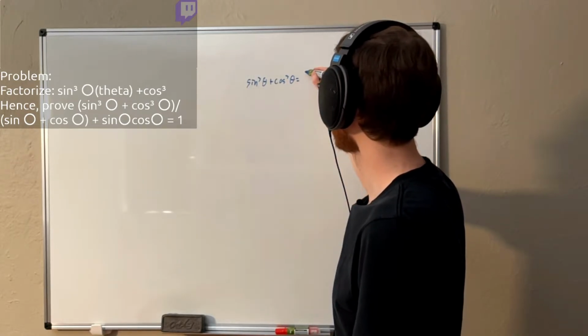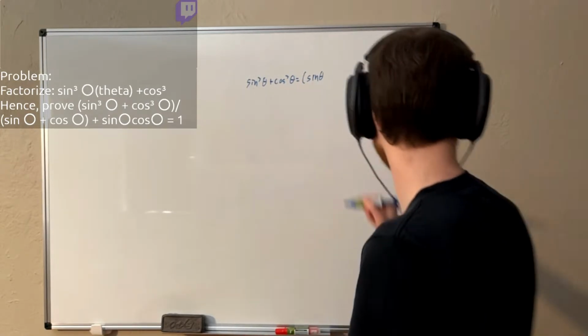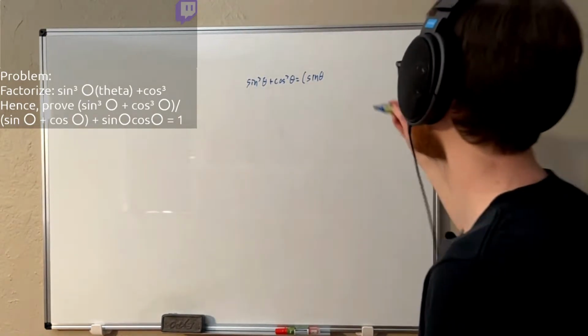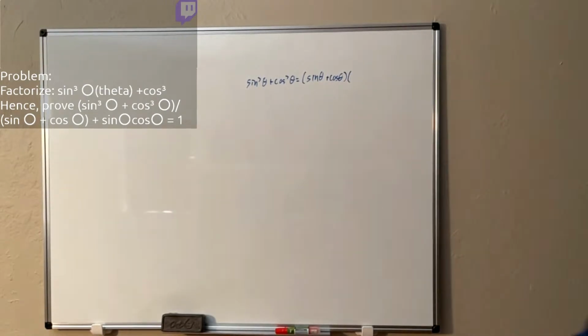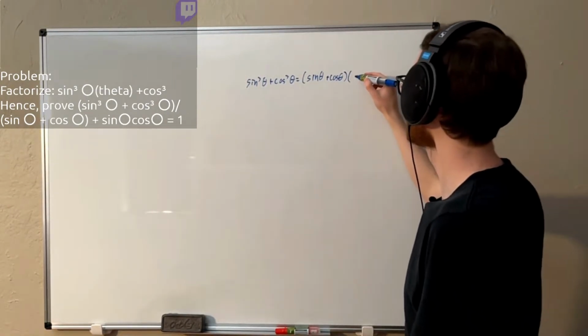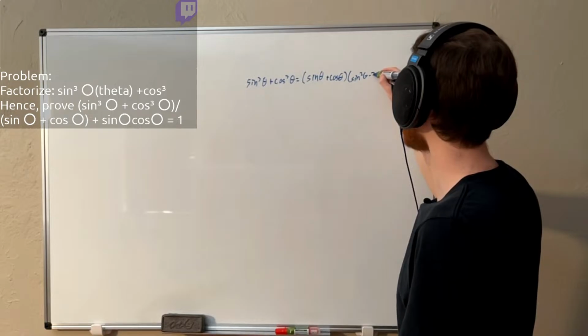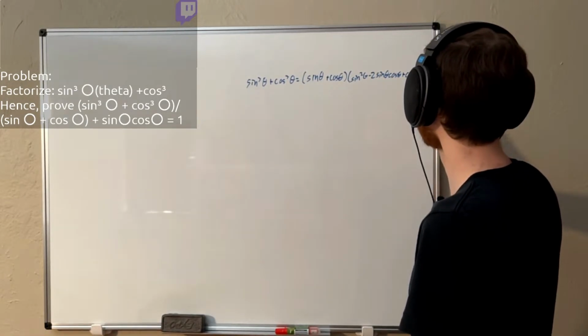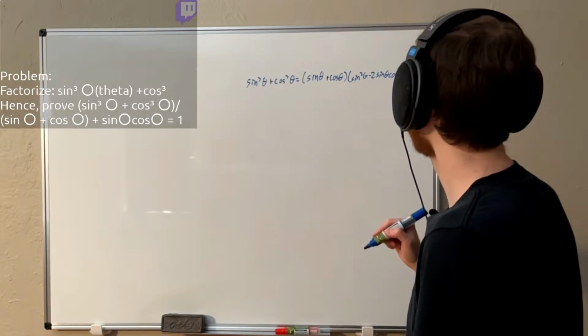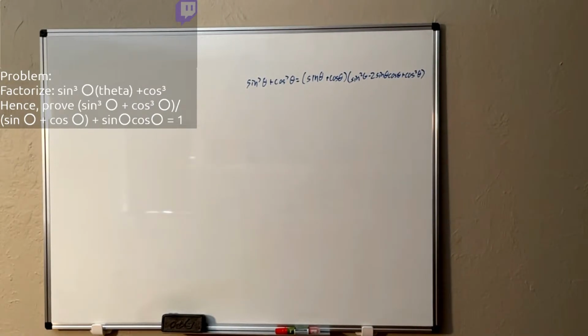All right, so if we do the sum of two cubes formula, it's sine of theta plus cosine theta times sine squared theta minus 2 sine theta cosine theta plus cosine squared theta. And what's the goal again? Interesting.